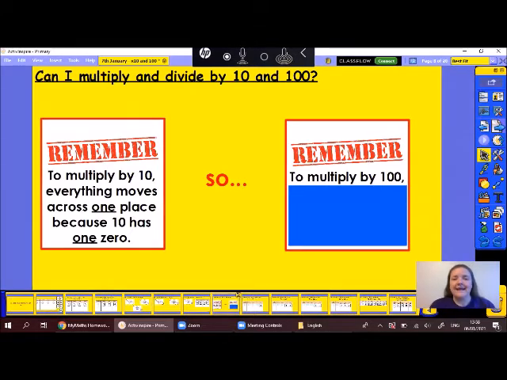Now, yesterday we talked about the rule for multiplying by 10. So my big reminder to you was that to multiply by 10, everything moves one place because 10, the number, has 1 0 in it. So what do you think we have to do to multiply by 100?